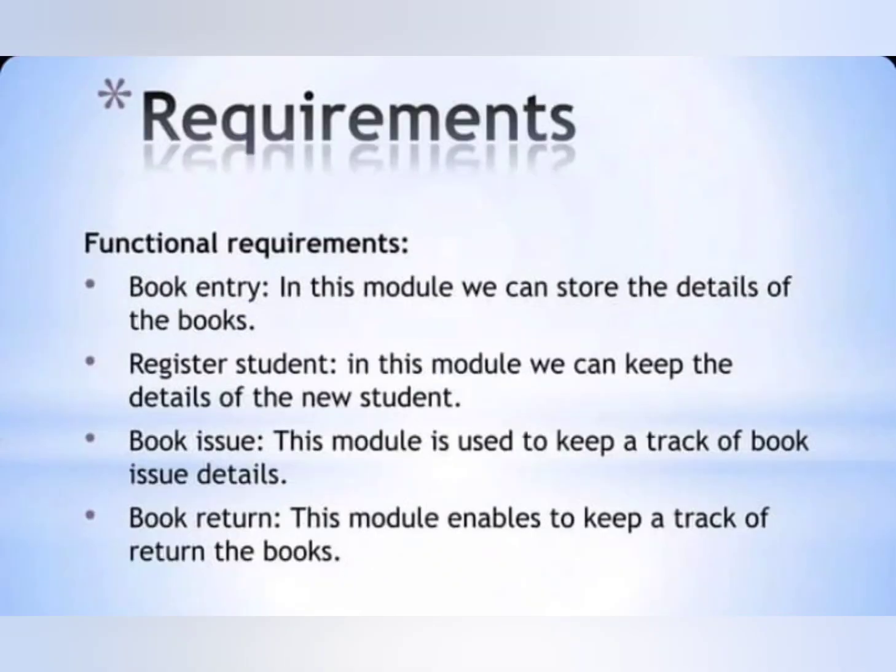Requirements for library management. The first requirement is functional requirements. Book entry: in this module, we can store the details of books. Register student: in this module, we can keep the details of the new student. Book issue: this module is used to keep track of book issue details. Book return: this module enables us to keep track of returned books.